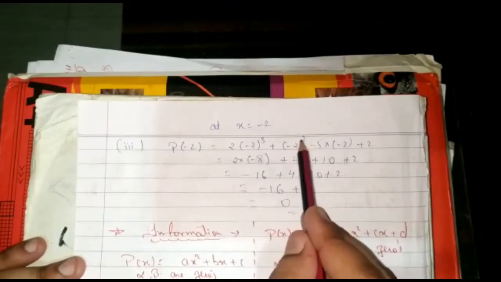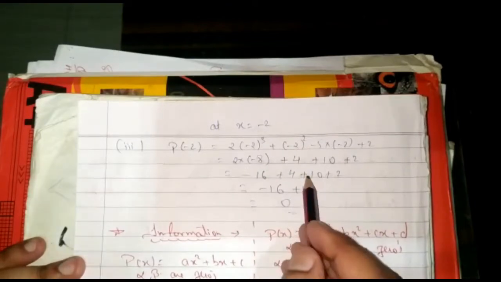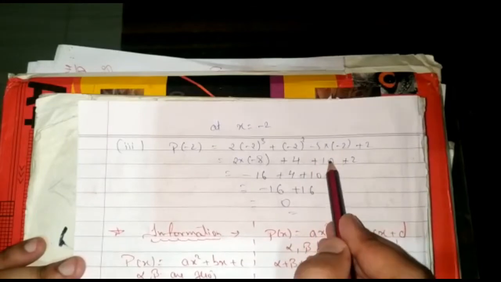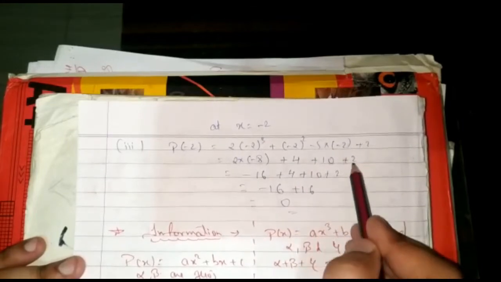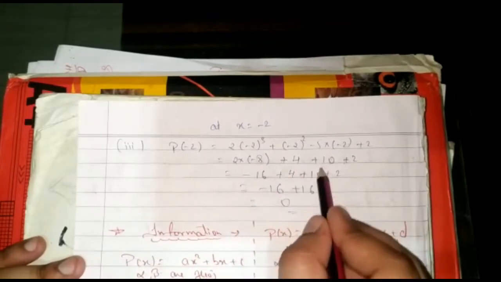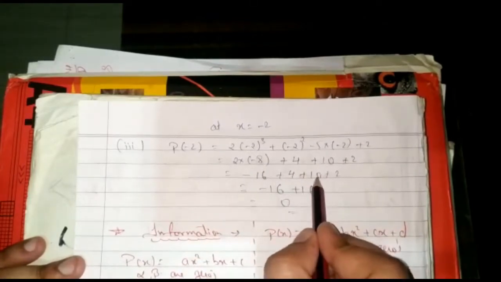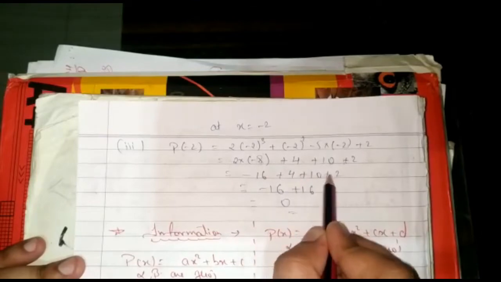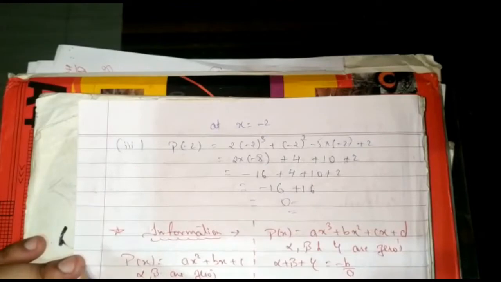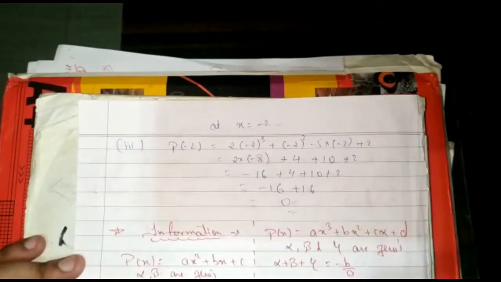Square of any negative number is a positive number, so 2 square is 4. Minus into minus becomes plus, and 5 into 2 becomes 10, plus 2. So 8 into 2 is minus 16, plus 4, plus 10, plus 2. 10 plus 4 is 14, plus 2 is 16. 16 minus 16 cancels out, it gives 0. So yes, we can say that x equal to minus 2 is also a zero of this polynomial.